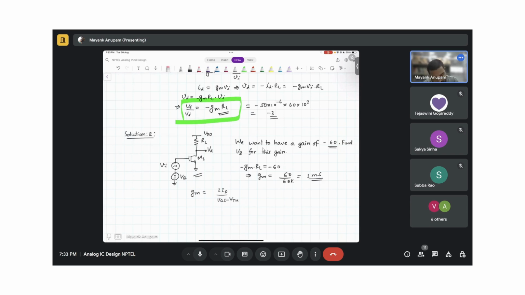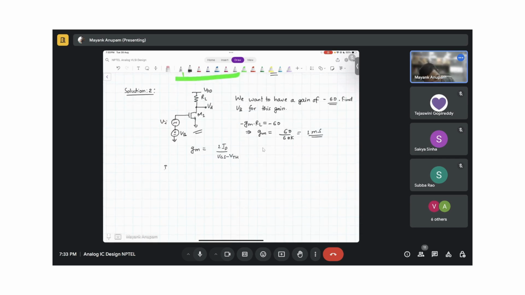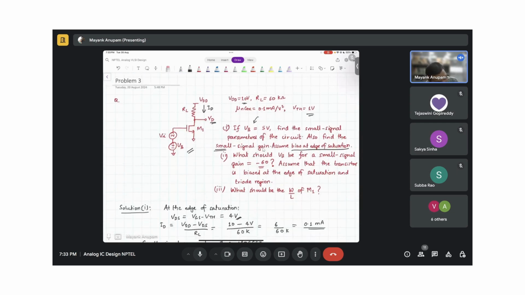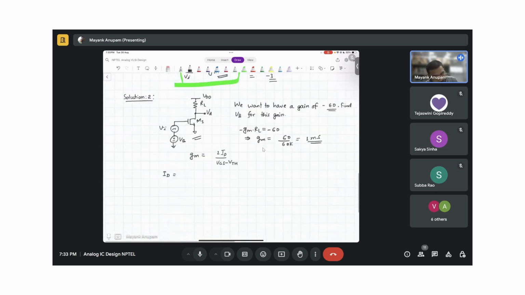And we also do not know what ID is, right? How do I find out what ID is? If you look carefully here, I have already given it. Assume that the transistor is biased at the edge of saturation and triode region, which means what? I know the value of VDS, right? What is VDS?